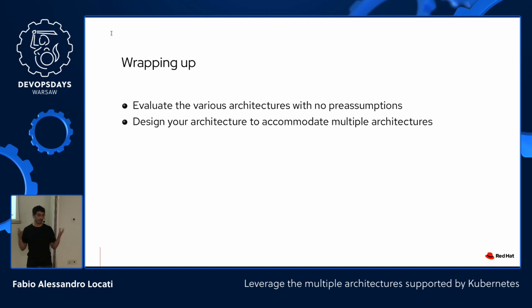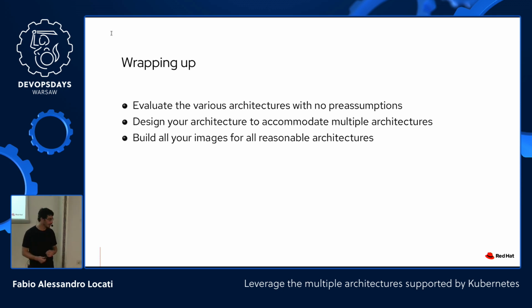Second, design your global IT architecture to accommodate multiple architectures, because very probably you will run multiple architecture systems within the next 5 years. And also start today to build for all the architectures that reasonably you are going to have in production in the near future. Also, if today you have only one architecture and you don't think that for the next 3 years you will have another one, just build for the one that you have in production.